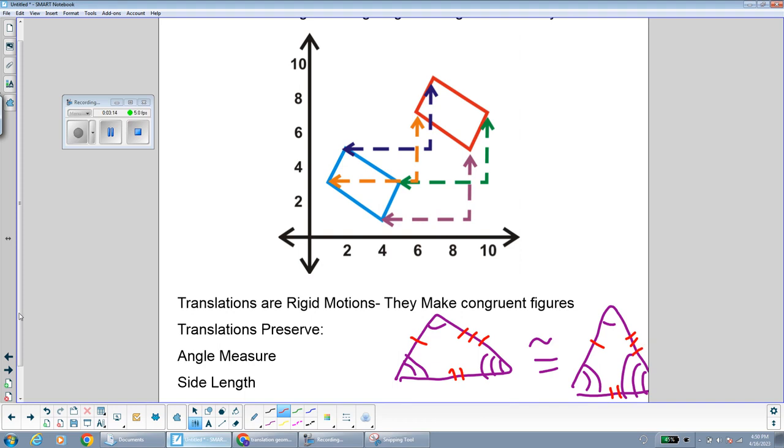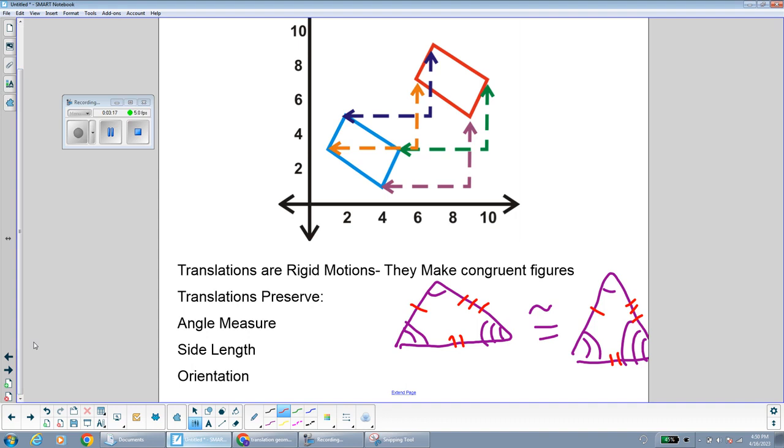And the last thing that translations preserve is orientation of a figure. Since you're not flipping it or turning it, you're just moving, sliding, or shifting an object, it's going to be facing the same way as the original. You can take a look at this visual over here. It indicates that we are sliding this red figure down and to the left, each of the points, in order to get to the image. Notice how the two figures are exactly the same at the end. They're congruent and they're facing in the same direction. The orientation was not changed.